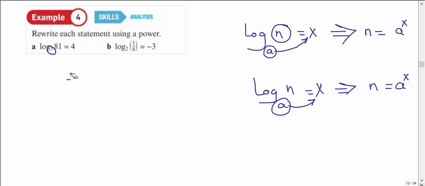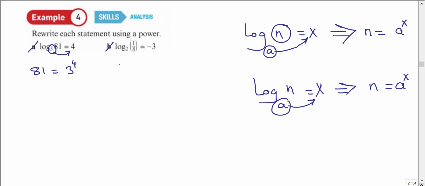Now let's apply this to the examples here. For this one, you say 81 equals, the value here, equals, take the base and raise it to this. So 3 power 4. And yes, 81 is 3 power 4. This is correct. So basically it's correct.